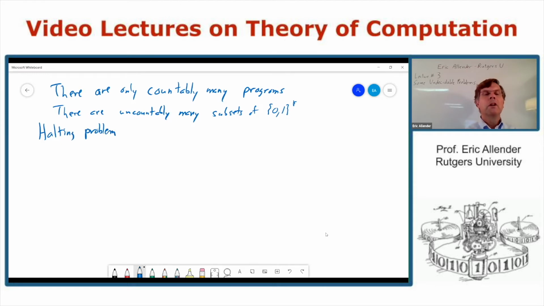There are different versions of the halting problem. We're going to define it as the set of all machines M and inputs X, such that M on input X halts. Different texts define this as the set of all those machines M that halt on their own input, on their own encoding.